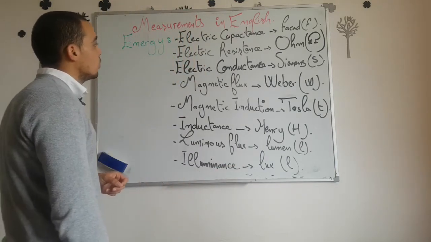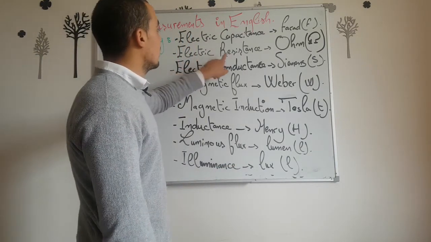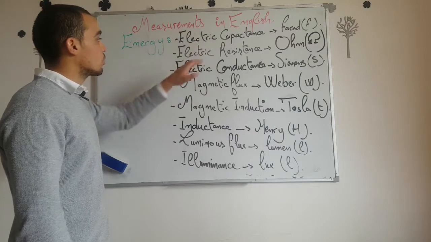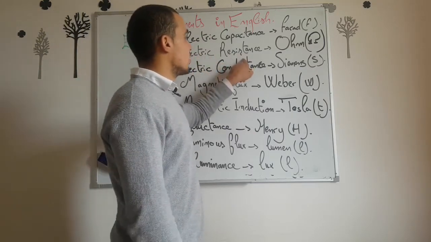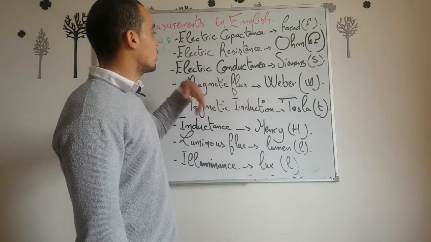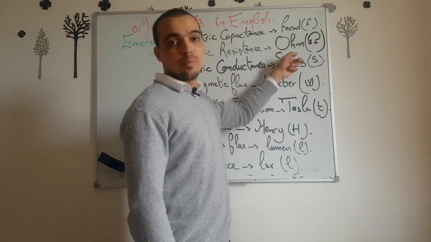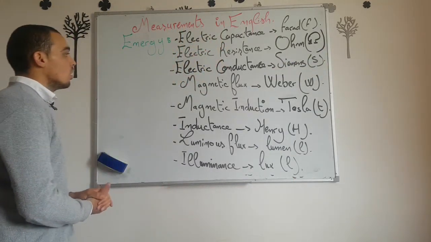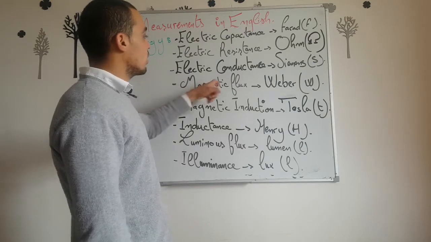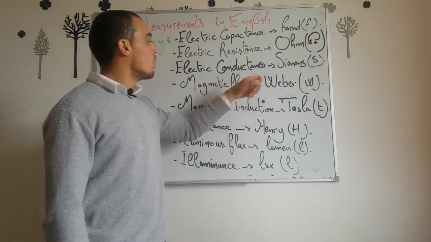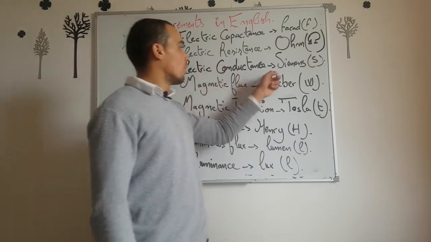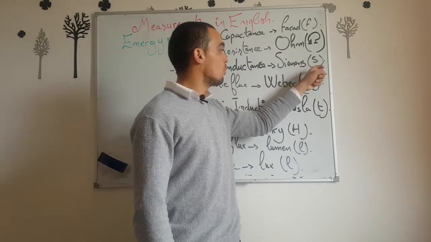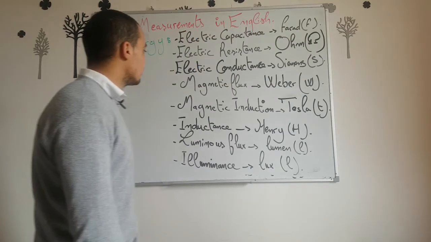Moving on to the next one, which is the electric resistance. You have to make a difference between all these different electric measurements. To measure electric resistance, we use the ohm, with this symbol. The next one is the electric conductance, and to measure it, the unit is called the Siemens, which is abbreviated S.